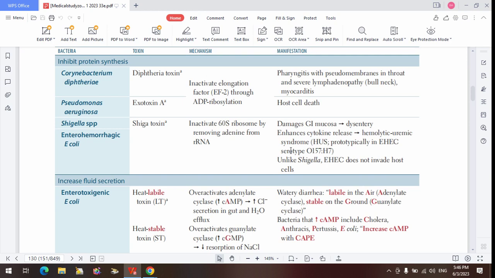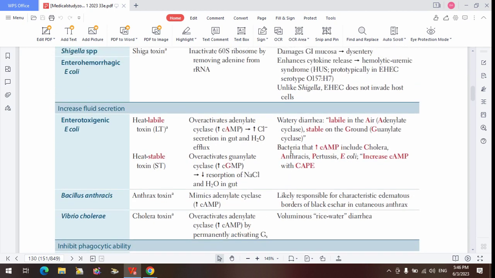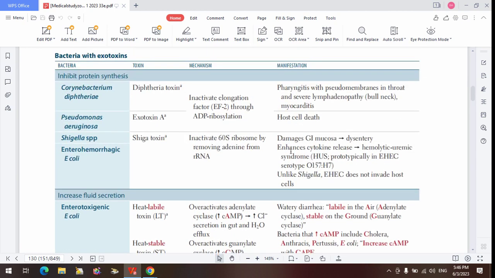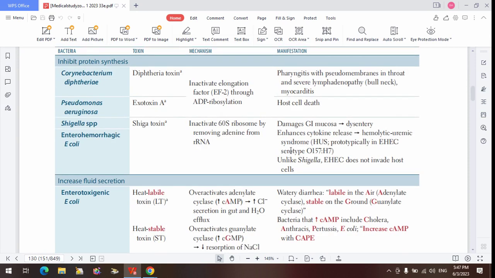Corynebacterium and Pseudomonas go together. Shigella and enterohemorrhagic E. coli should not be hard for us. Shiga toxin inactivates the 60S ribosome. Then we go to the ones that are associated with fluid secretion. One way to look at it is to look at the downstream effect. Pharyngitis is not likely to be due to water secretion, so that's protein synthesis. It's only protein synthesis inhibition that can lead to necrosis and eventual inflammation due to that necrosis.